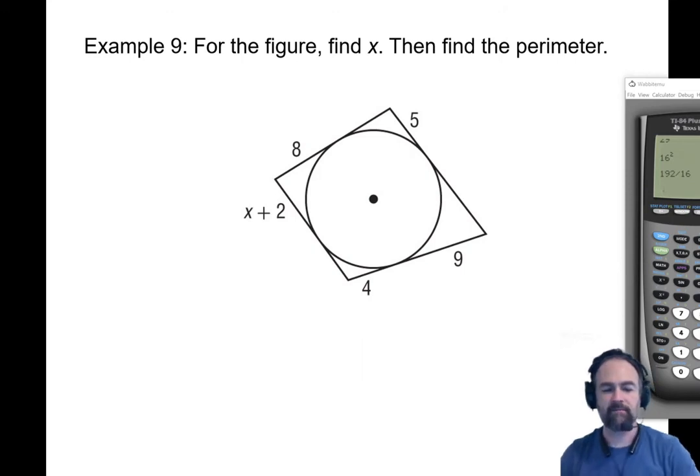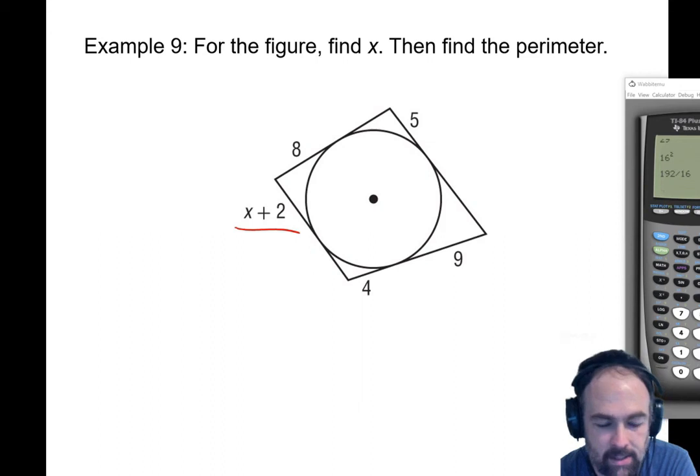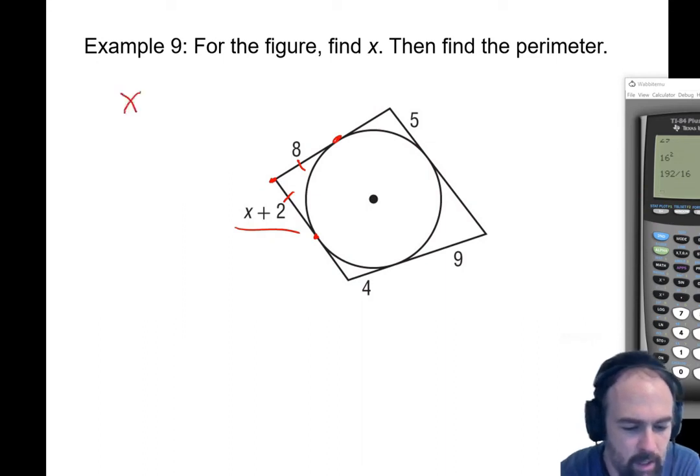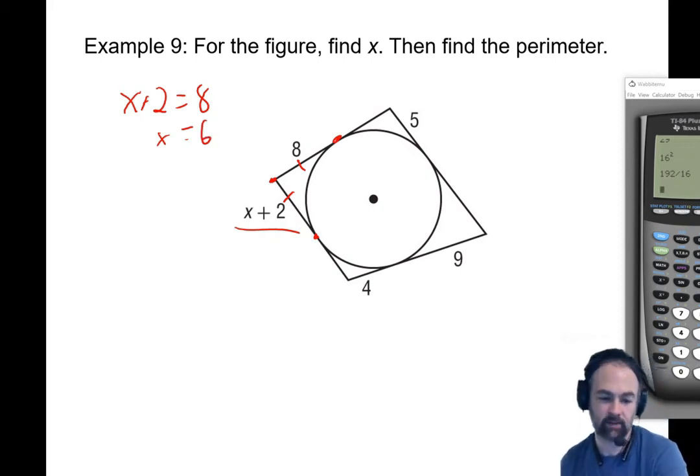So, for example, find x and then find the perimeter. Notice this is not a square. It is just a quadrilateral. Now, I'm going to look at these two where the x is, and notice that this is an exterior point that is tangent to the circle. Therefore, these two equal each other. Therefore, x plus 2 is equal to 8. Subtracting 2 gives me x equals 6.